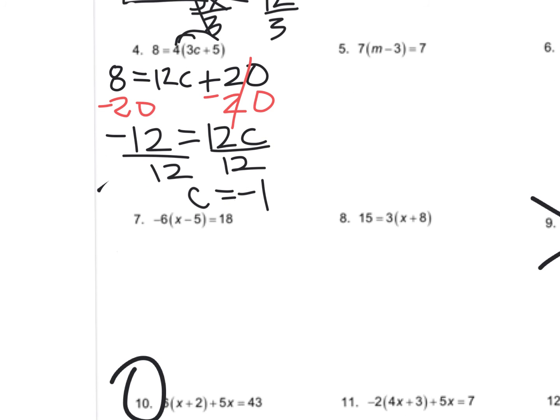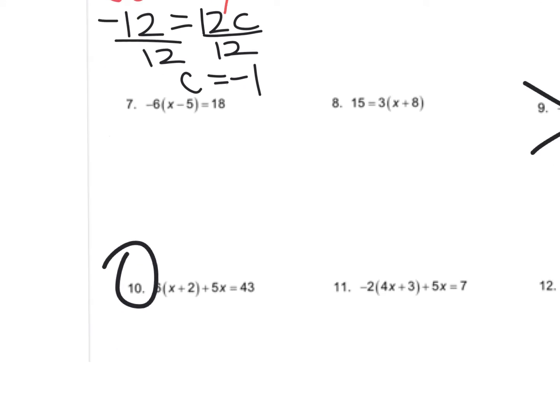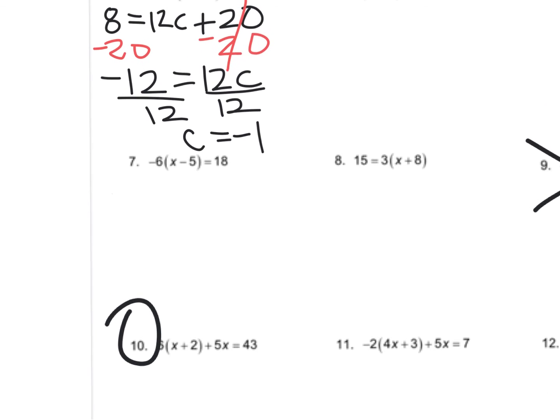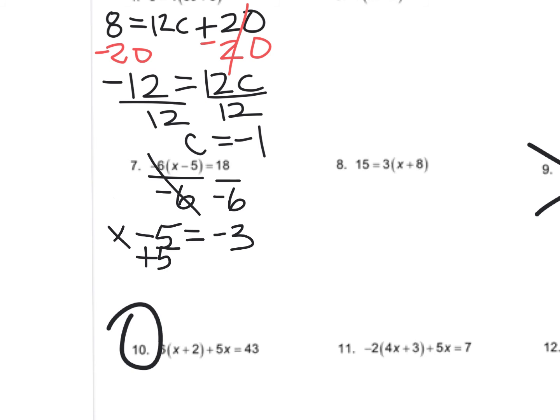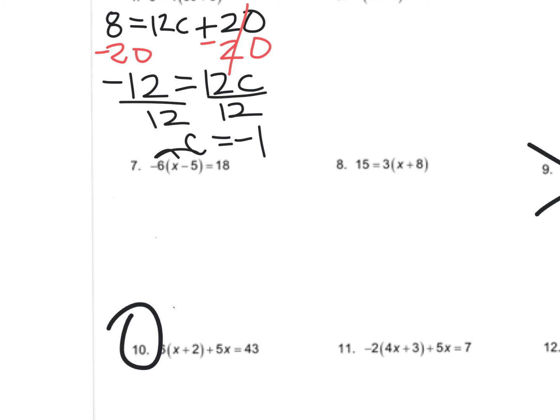Coming down to number 7, on this one, I will demonstrate the division example. Actually, I'll do both. Divide, because it's got a negative out front, so I'll show you what it looks like with the negative. So we cross those out, and we're left with what's inside the parentheses with the x minus 5. 18 divided by 6 is 3. We have a negative there, so it's negative 3. And we have a minus 5 on this side. We want to get rid of that, so we add it to the other side, and we get x equal to 2.